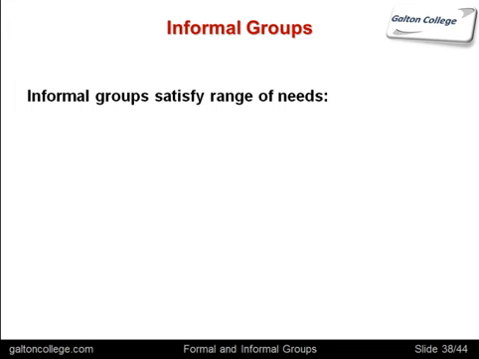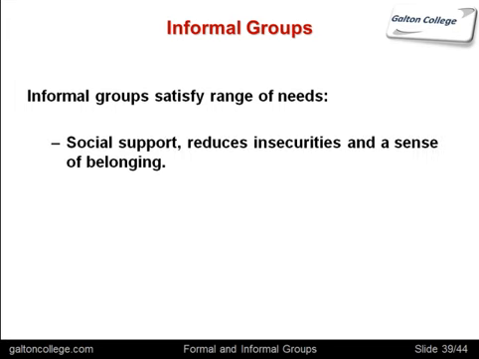They satisfy a range of needs, the informal groups. Social. People are sociable creatures. They want to belong, and it reduces insecurities and it introduces a sense of belonging, a sense of community. So people like informal groups. As I said, they happen naturally. They're not planned, they just happen. People form friendships.